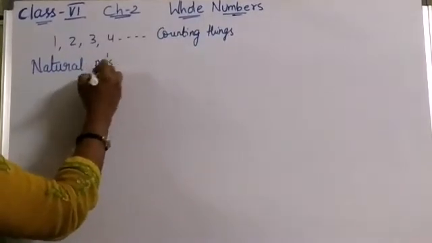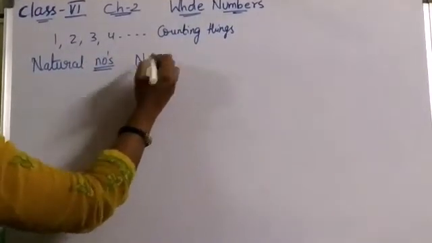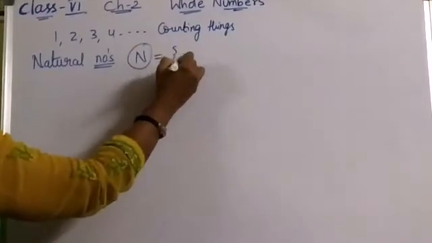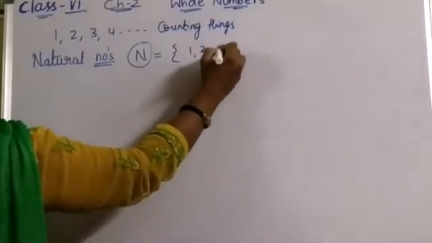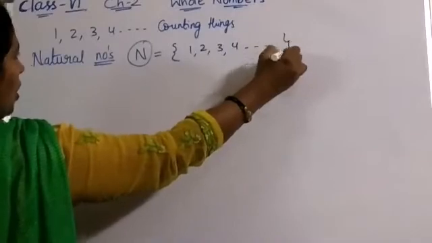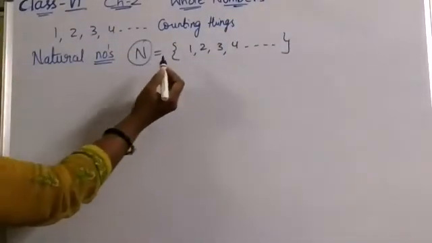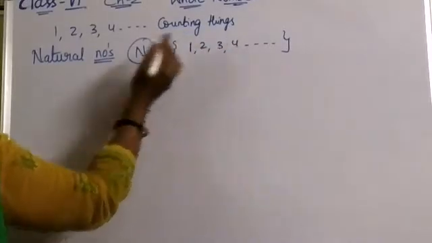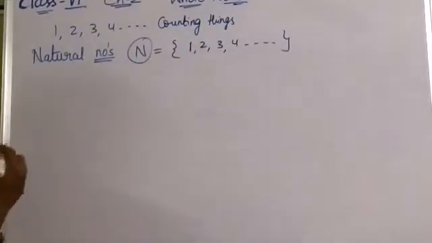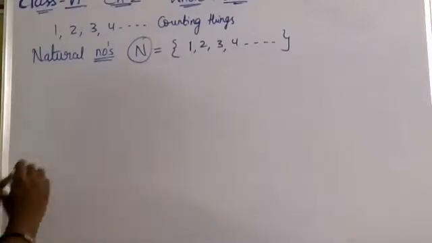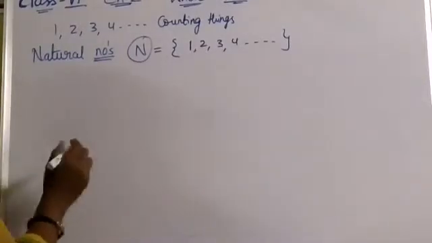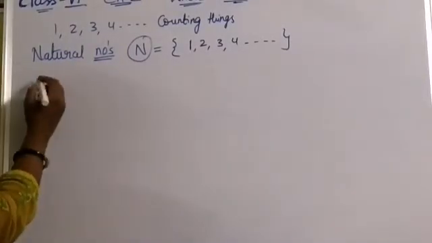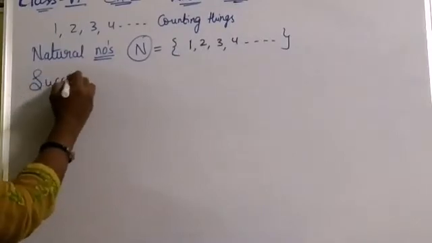Natural numbers are denoted with capital N. So N is the set 1, 2, 3, 4 and so on. Which is the smallest natural number? 1 is the smallest natural number. Can we say which is the largest natural number? We can't, so it does not exist.